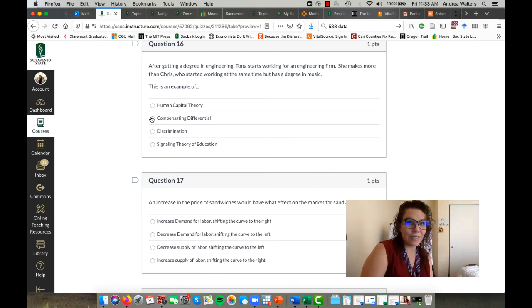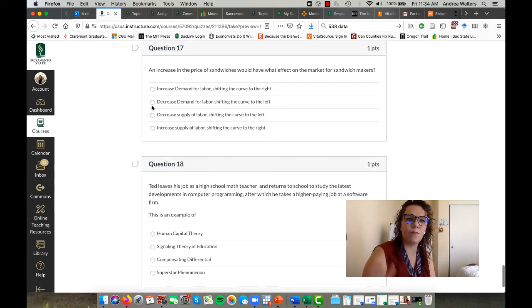So this isn't signaling theory. If it was signaling theory, then Chris's degree would have as much value as Tona's. But because Tona's degree is training that she is using for her company, an engineering degree that she can use to help an engineering firm, it's going to be human capital theory. So her education is not a signal, it's an actual skill set that she's acquired that's going to help her do her job better. And that's the difference between human capital and signaling theory. Human capital is skills and information that you are going to use. Signaling theory is, well, I got a degree in Spanish, so now I'm ready to work in an office. Something like that.